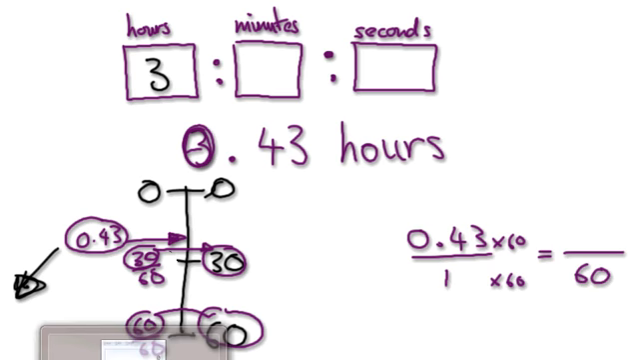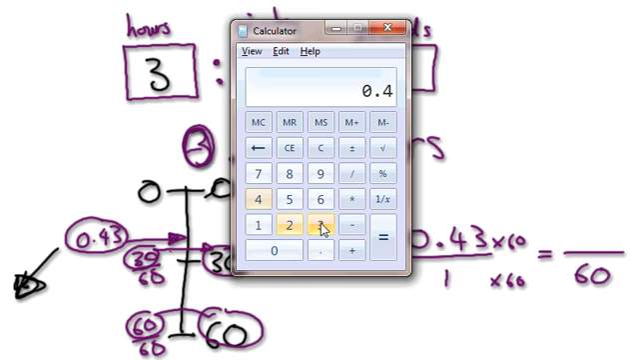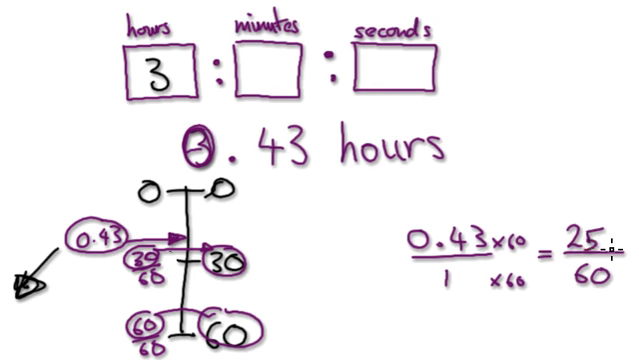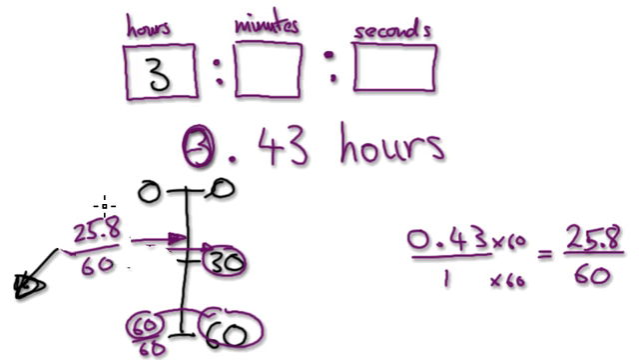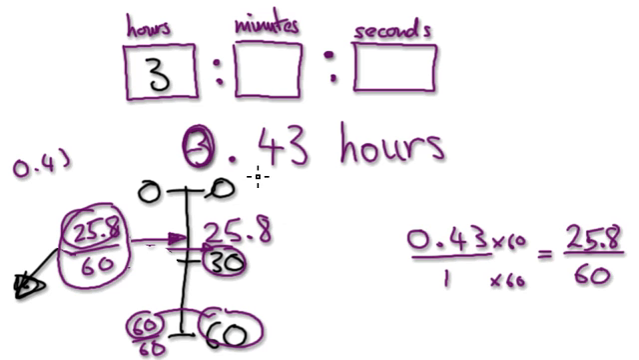So it's just a matter of jumping to your calculator. 0.43 times 60 equals 25.8. So let's imagine 0.43 as 25.8 over 60. Well, this 25.8 here will correspond with the 25.8 minutes. Because here we've got hours and on this side we've got minutes, the 0.43 hours means 25.8 minutes.